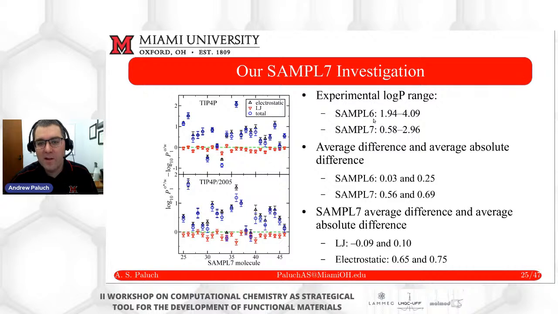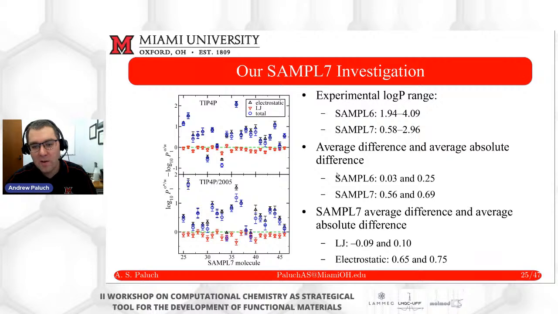All right. So looking at quantitative results, the experimental log P range: the sample 6 molecules span the range 1.94 to 4.09. For sample 7, the experimental log Ps actually span a smaller range, 0.58 to 0.296. If we look at the average difference and average absolute difference, in sample 6, the average difference is 0.03 and the absolute difference is 0.25. If I compare that to sample 7, the average absolute difference is much larger, almost three times larger. And the unsigned error is also larger here. It's closer to the average absolute error.